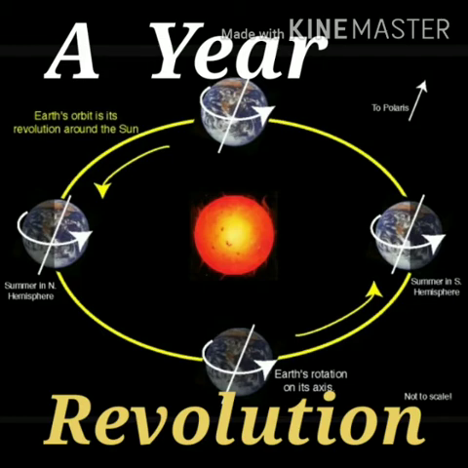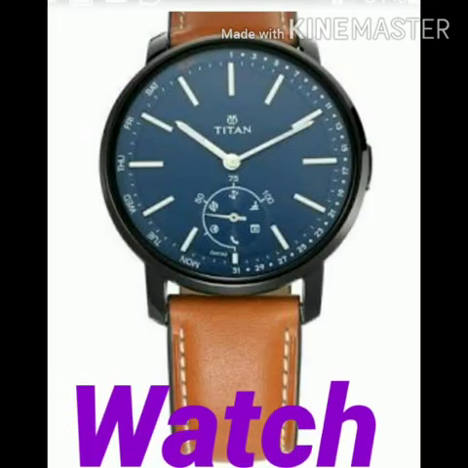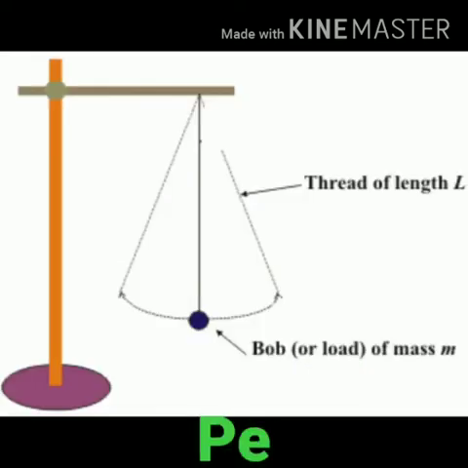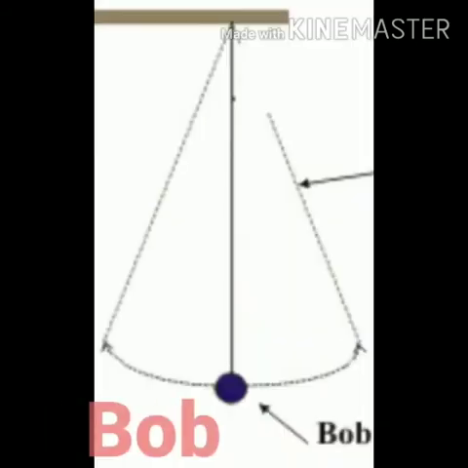Dear students, have you ever wondered how clocks and watches measure time? The working of clocks is rather complex, but all of them make use of some periodic motion. One of the most well known periodic motions is that of a simple pendulum. A simple pendulum consists of a small metallic ball or a piece of stone suspended from a rigid stand by a thread. The metallic ball is called the bob of the pendulum.